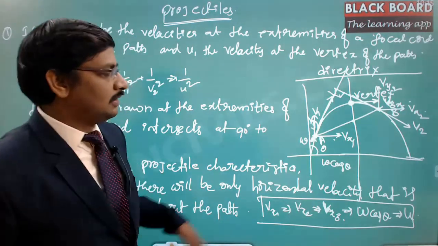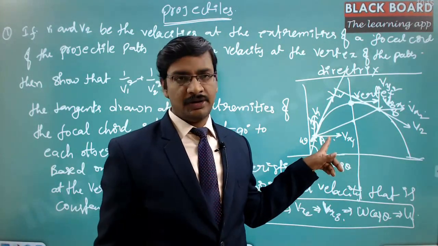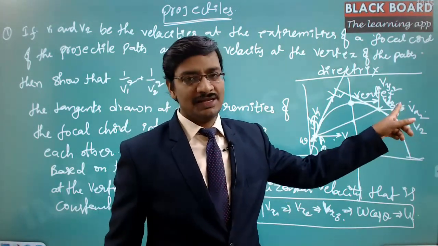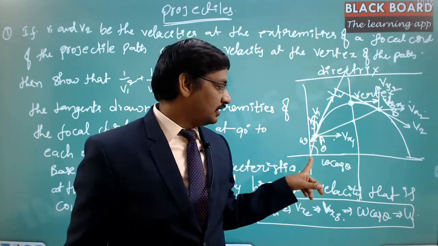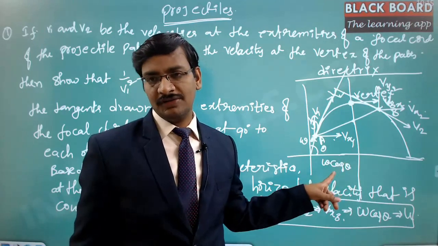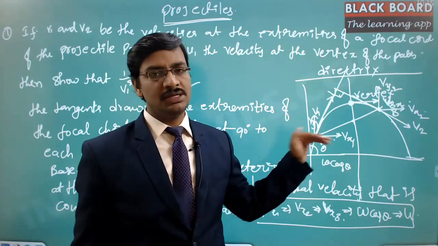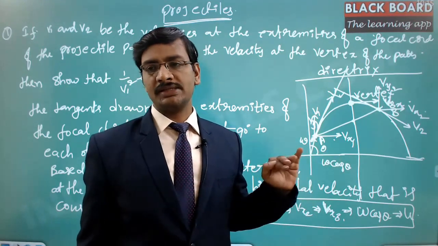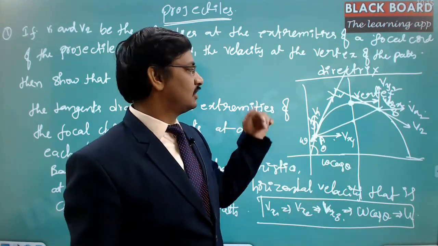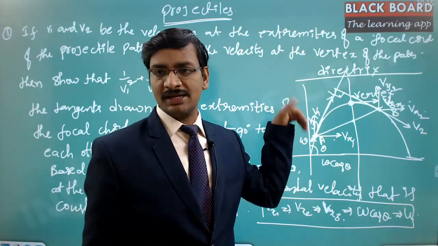So here actually, the horizontal component of the velocity at this point, and at this point, and at this point, and the initial projected horizontal component of the velocity are one and the same. That is the basic characteristic of the projectile, because horizontally there is no acceleration acting, and the acceleration is only due to gravity, acting downwards.